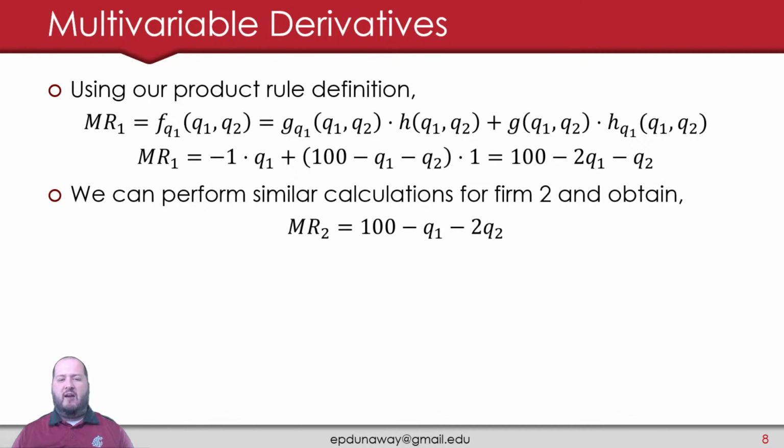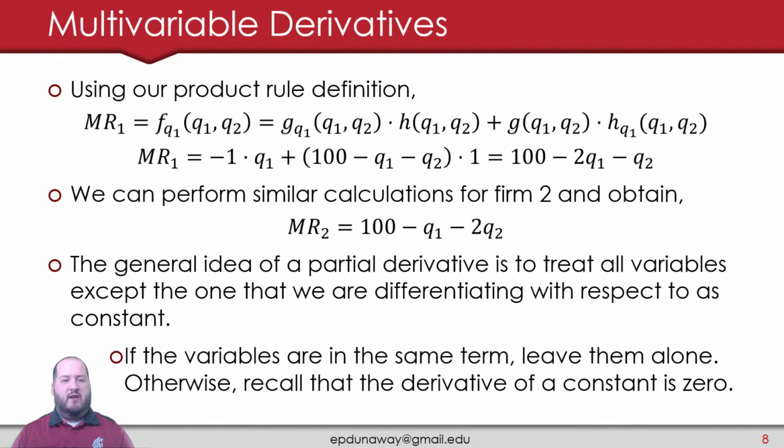What's neat is I could go through the same process for firm 2, and you are welcome to practice this. It would be very good practice. We'll obtain the marginal revenue function for firm 2 as 100 minus Q1 minus 2Q2. So we'll get a very symmetric answer in this case.